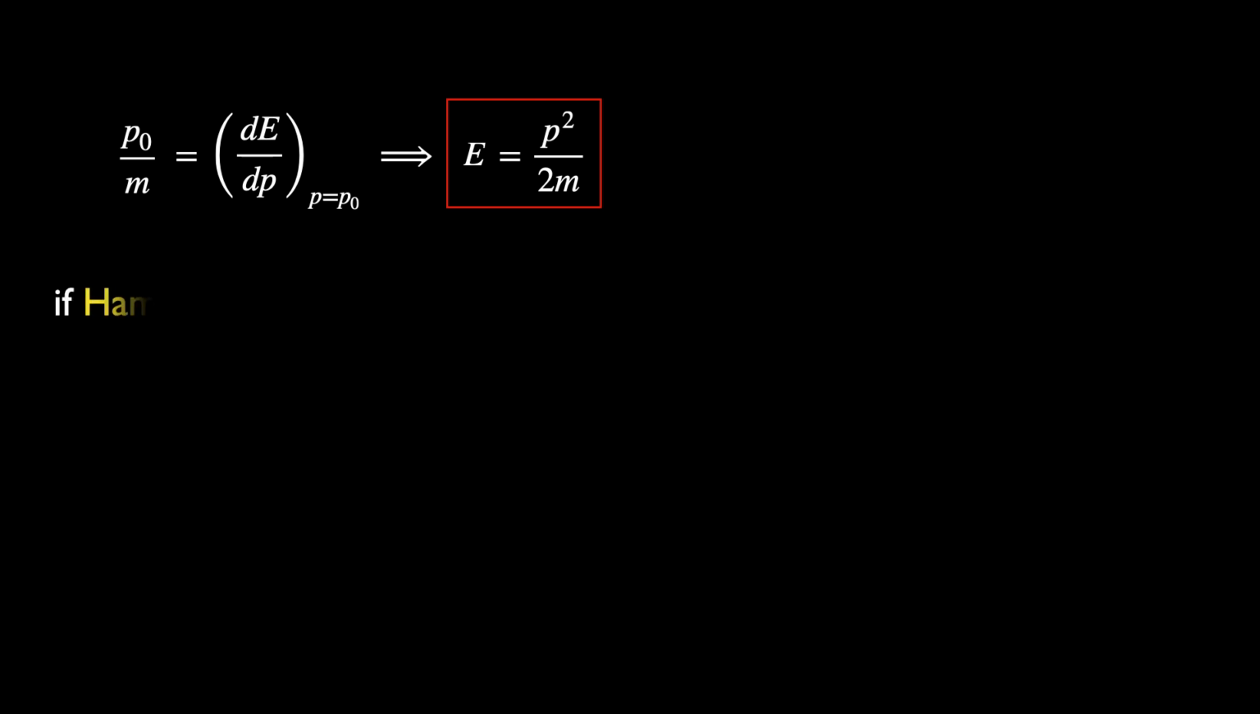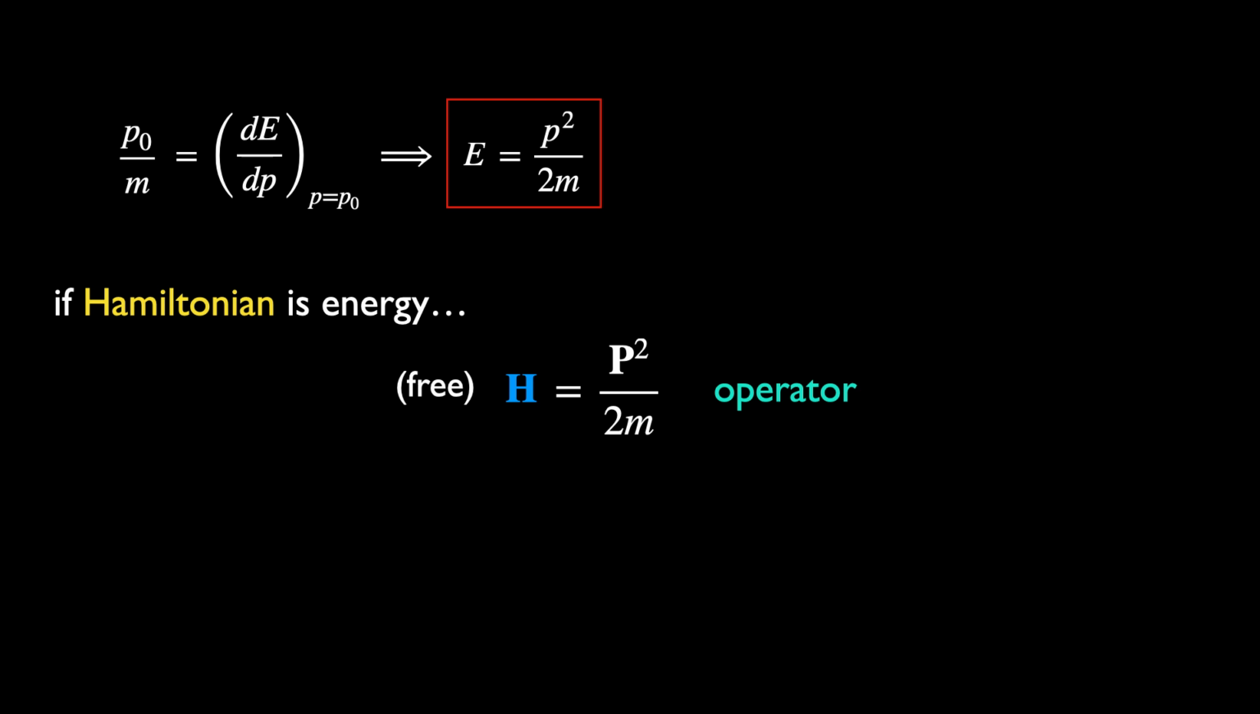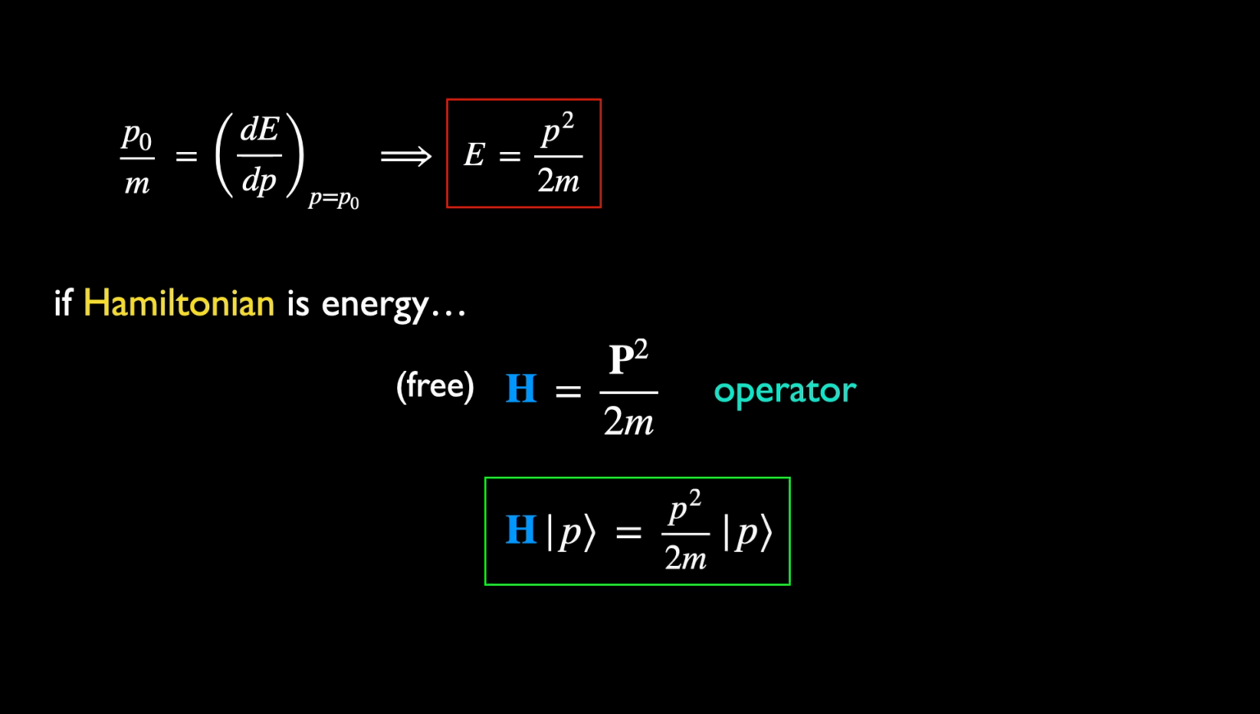If we identify the Hamiltonian as the operator that represents the energy of the system, H can then be constructed out of the momentum operator in exactly the same way. And it follows that the momentum states are also energy eigenstates for this particular example, with eigenvalues that match those in the red box, which correspond to the appropriate oscillation frequencies for the wave packet.